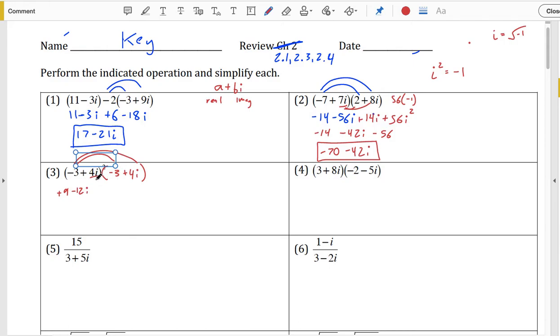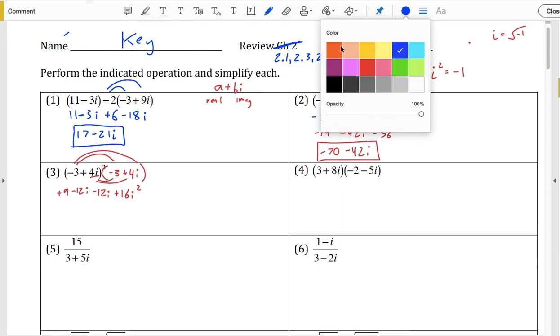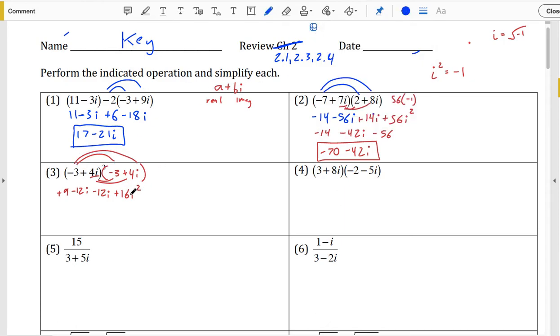Then we take our 4i and multiply by each of these. 4 times negative 3 is negative 12i. And 4i times 4i is positive 16i squared. So again, i squared becomes negative 1. So this becomes plus 16 times negative 1, also known as minus 16.